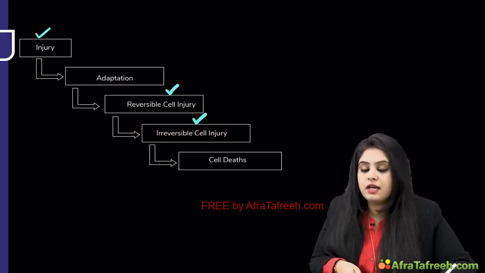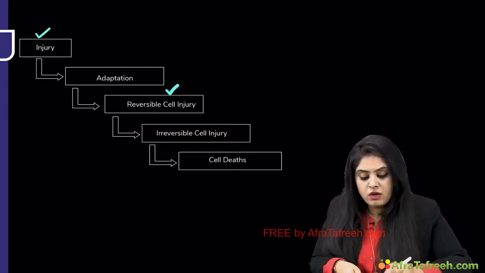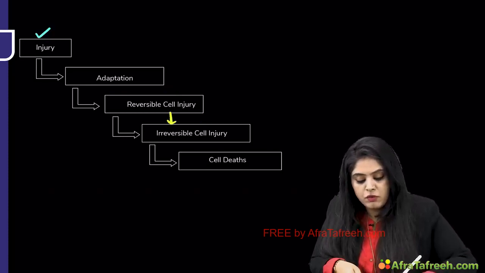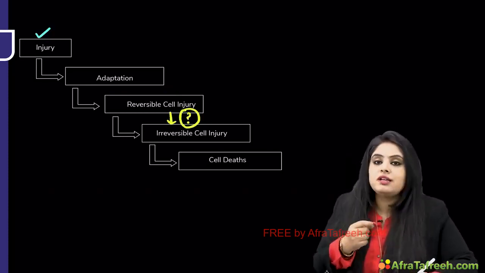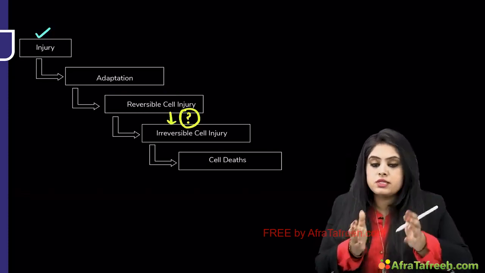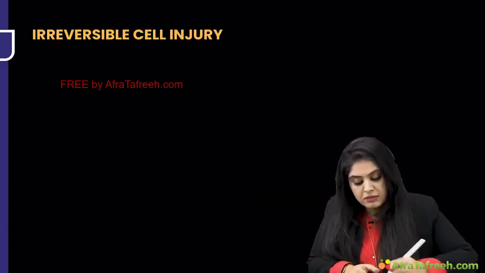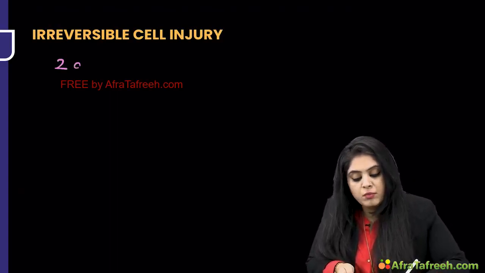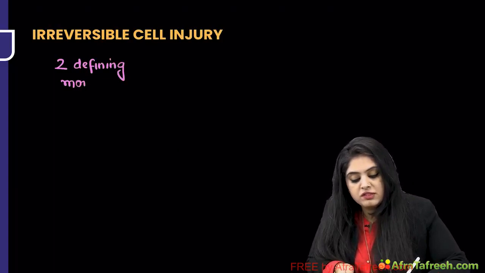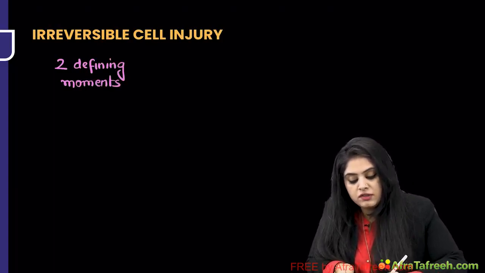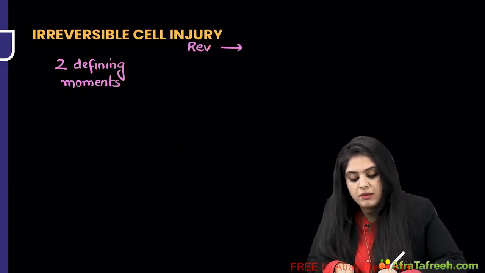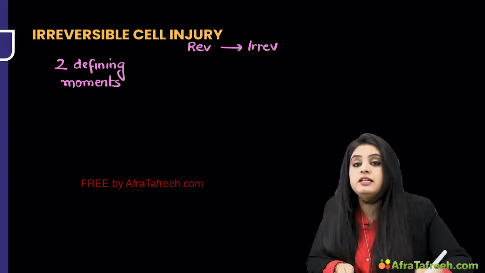So what is happening now? But there will be a question in your mind. How does this go forward? And how do you get to know that, till now it was reversible, now it has become irreversible? So if you ask me, what are the 2 defining moments when you decide that reversible cell injury has now become irreversible? When is that defining moment?